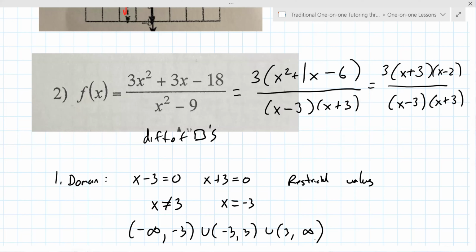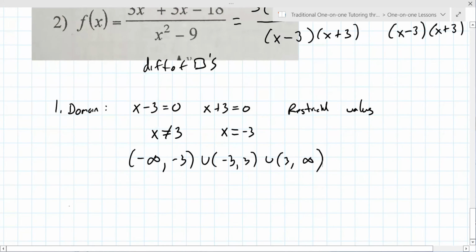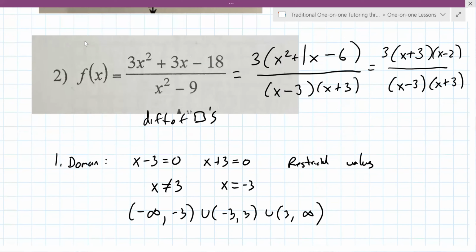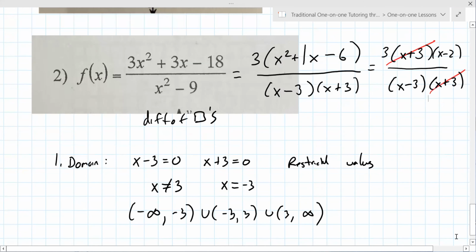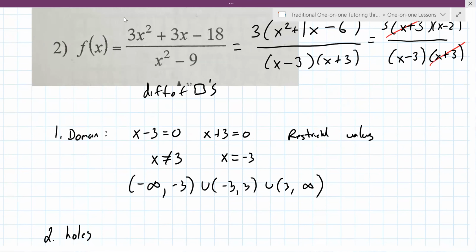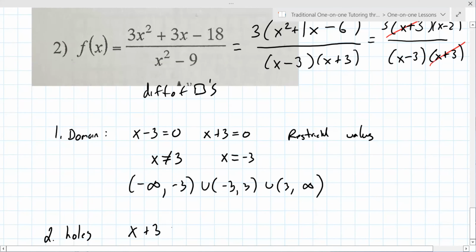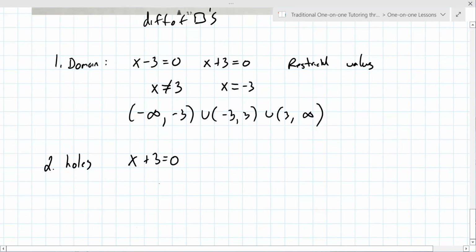Okay. And that helps you because there's something going on at 3 and -3. So the second thing you look for are holes, anywhere the factors cancel. So now I will go back and cancel them. x plus 3, and then you write the reduced form so that you can figure out where it is. The hole is at x plus 3 equals 0, or at x equals -3.